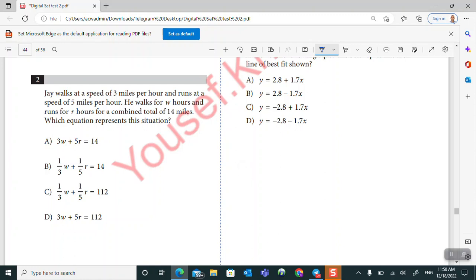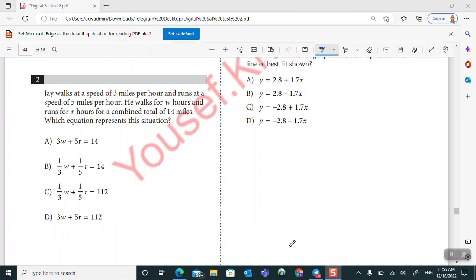Question 2 says Jay walks at speed of 3 miles per hour and runs at speed of 5 miles per hour. He walks for W hours and runs for R hours, for a combined total of 14 miles. Which equation represents this situation?